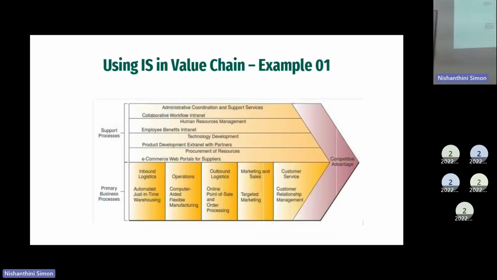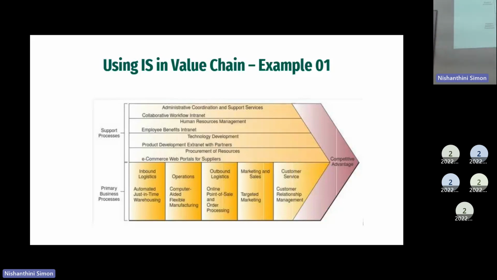So yes, there is an example with the value chain, what kind of different system support we have got. This is a hypothetical example of a manufacturing company. For inbound logistics, they are suggested to go with an automated just-in-time warehousing system. Just-in-time, JIT. Have you heard about it? From whom? Or from which company came this idea? Toyota, right?